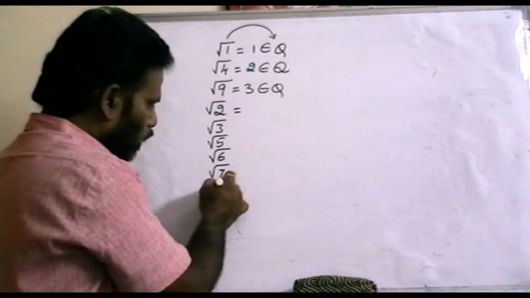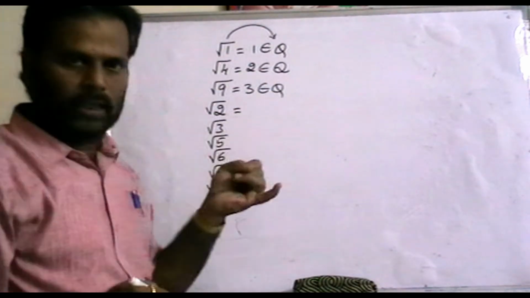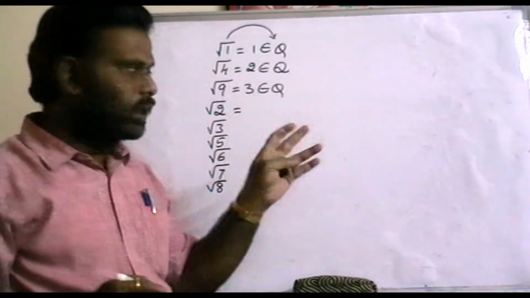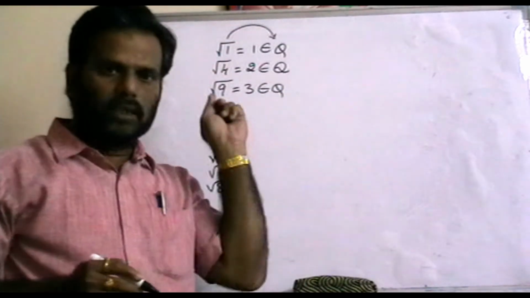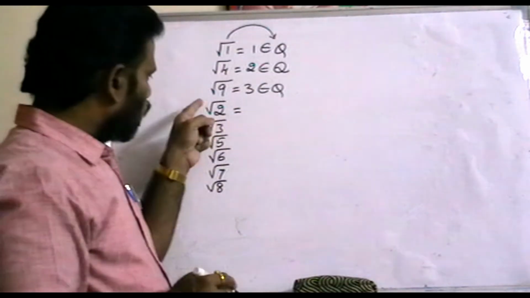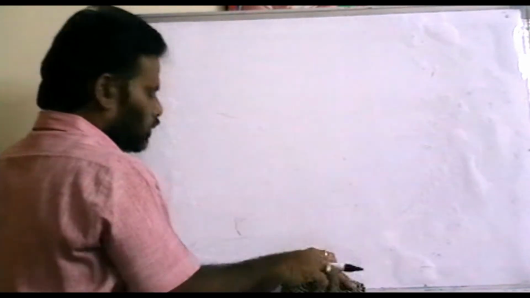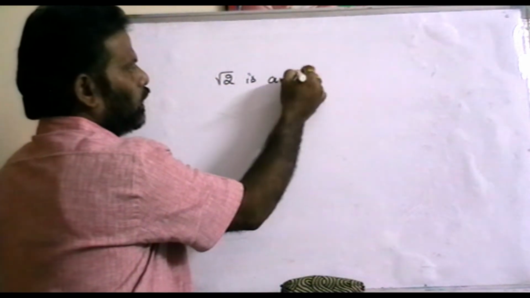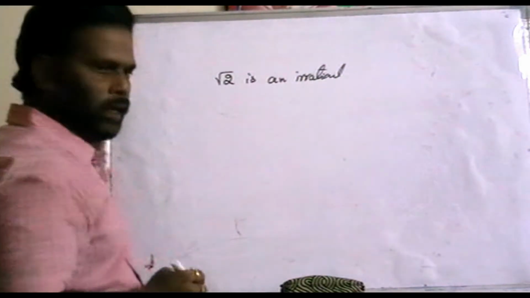Root 8 also. After that, root 9 is a perfect square, so it is rational. Root 16, root 25, root 36 are perfect squares, so they are rational numbers. But these others are irrational numbers. Why? Because these are non-terminating non-recurring decimals. Already we know that root 2 is an irrational number.